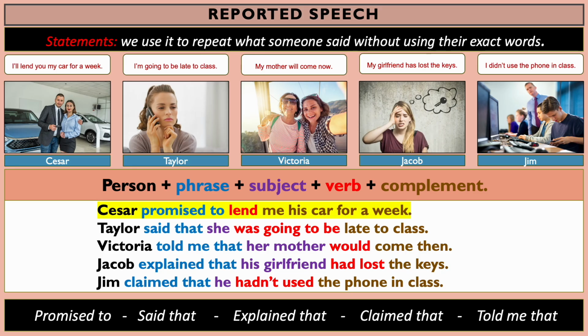Sentence number 1. "I'll lend you my car for a week." "Caesar promised to lend me his car for a week." "I'm going to be late to class." "Taylor said that she was going to be late to class." "My mother will come now." "Victoria told me that her mother would come then." "My girlfriend has lost the keys." "Jacob explained that his girlfriend had lost the keys." "I didn't use the phone in class." "Jim claimed that he hadn't used the phone in class."